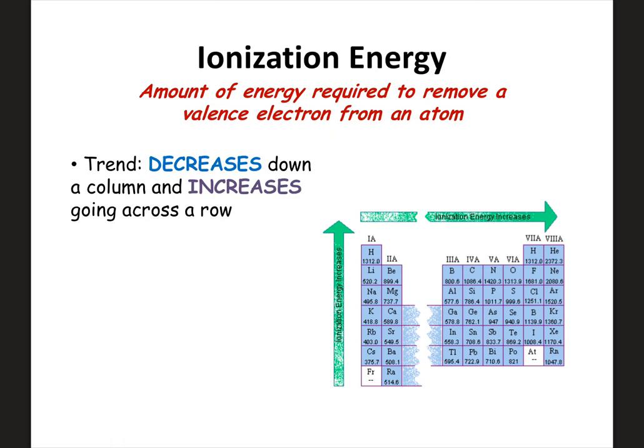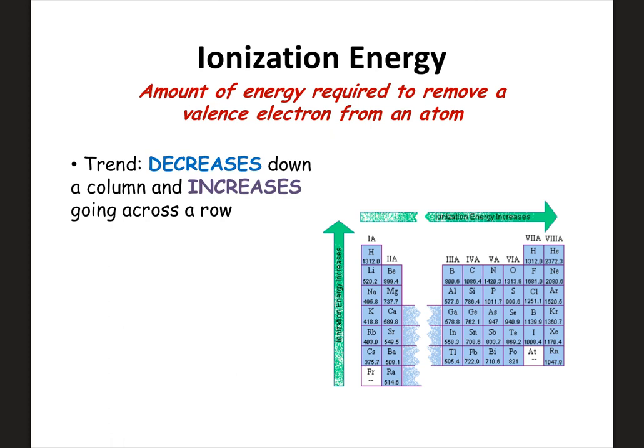And then the trend is going to be reversed from atomic and ionic size here. As you go down, we decrease. And as you go across, it increases. And that's what you're going to see here for the last three, for ionization energy and the other two remaining. It's going to decrease down, increase across. So it's reversed of atomic and ionic.